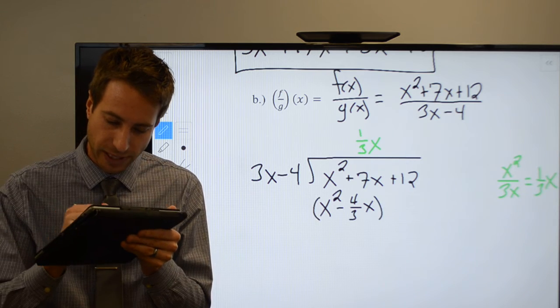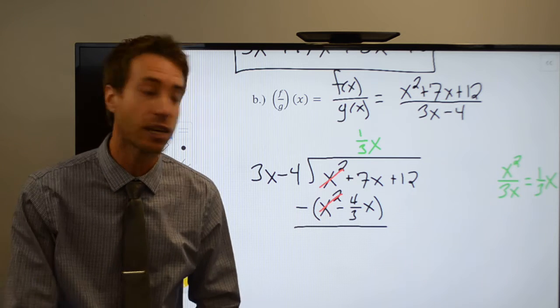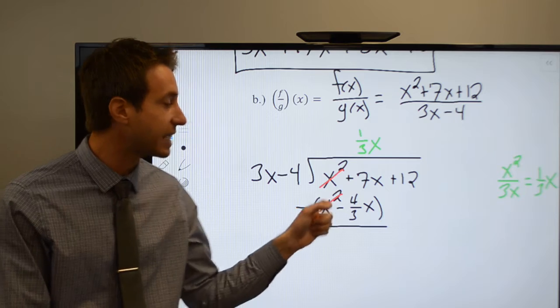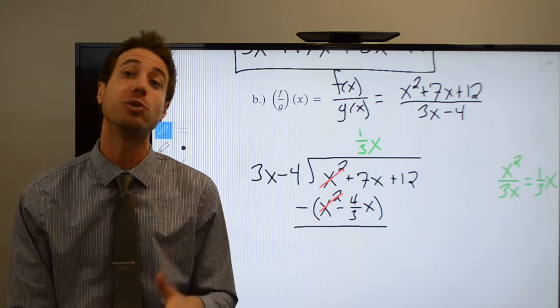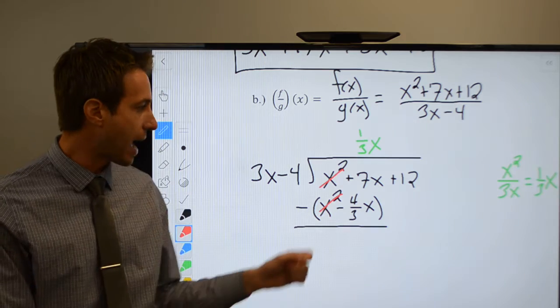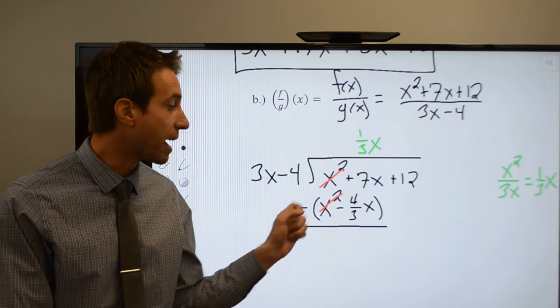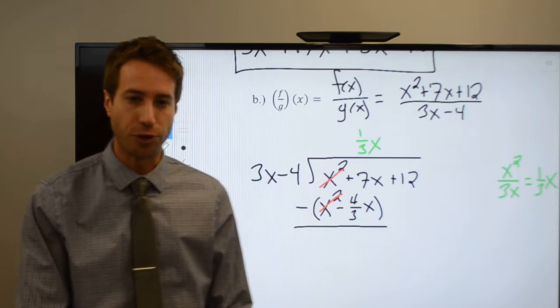Don't forget to use parentheses so that you remember to distribute the minus sign. The first 2 terms are always going to cancel each other out. x squared minus x squared is 0. They had better cancel each other out. If they don't, you made a mistake. Go back and figure out what you did wrong. And then we're going to go ahead and do 7x minus a minus, which means plus. So 7x plus 4/3 x.